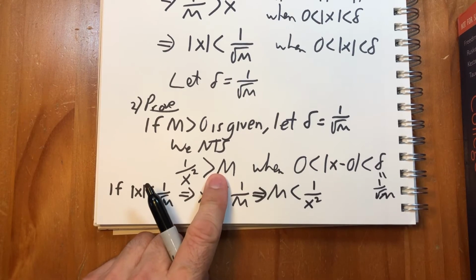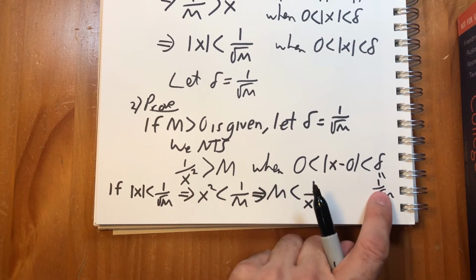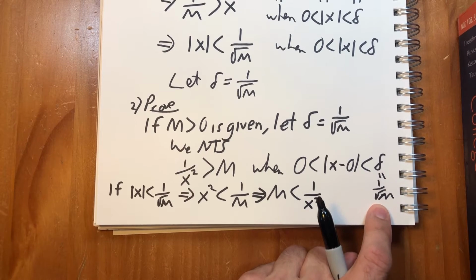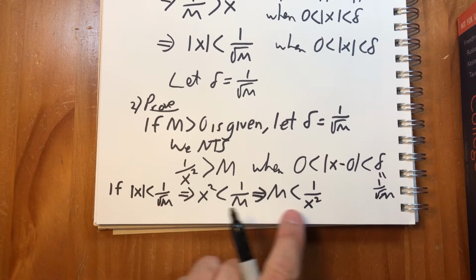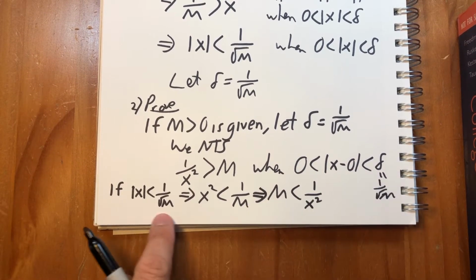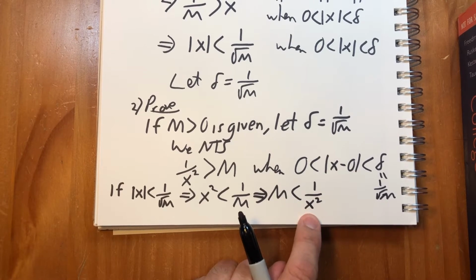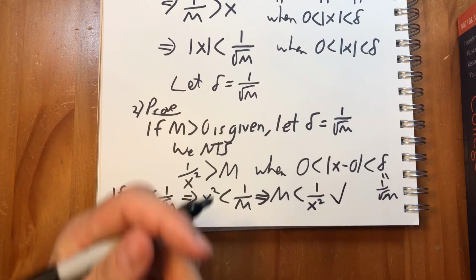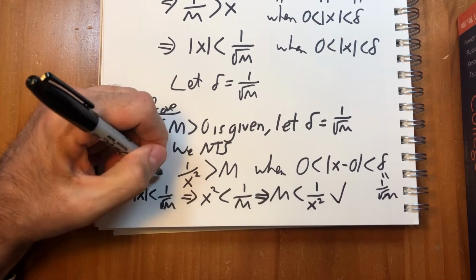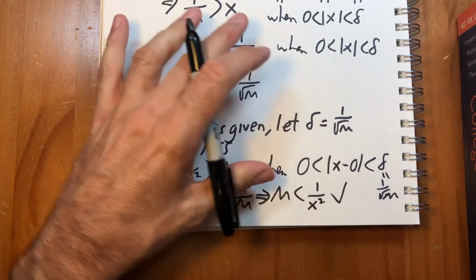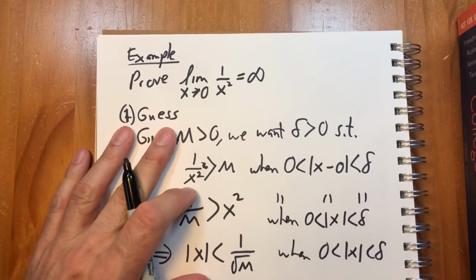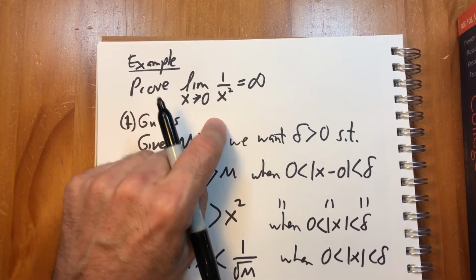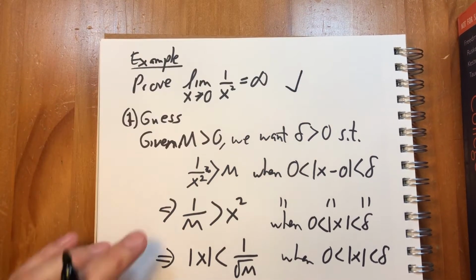We needed to show that 1 over x squared is greater than m whenever the absolute value of x is less than 1 over the square root of m, and we just showed that, because if this is true, then m is going to be less than 1 over x squared. Okay, that's it. So since we've proven this fact, that means that the limit as x approaches 0 of 1 over x squared equals infinity.